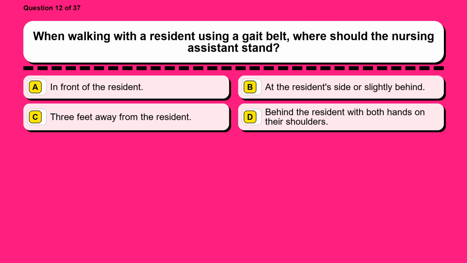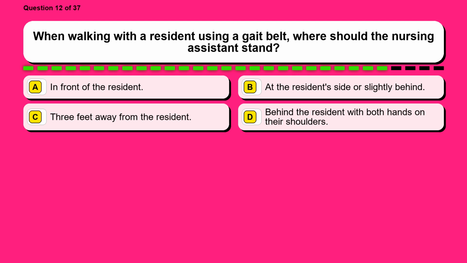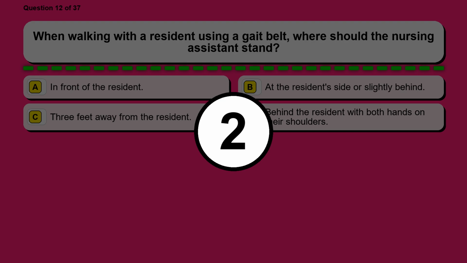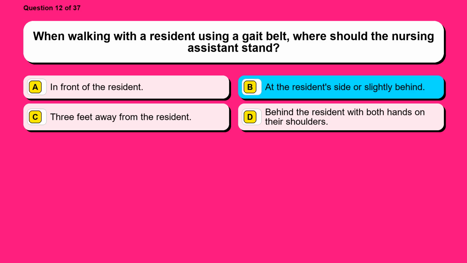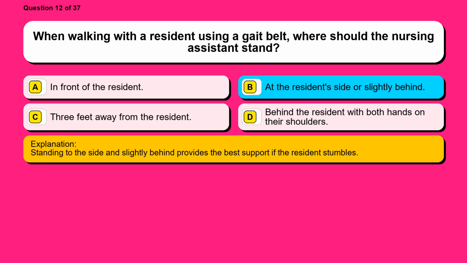Question 12. When walking with a resident using a gait belt, where should the nursing assistant stand? Option A, in front of the resident. Option B, at the resident's side or slightly behind. Option C, 3 feet away from the resident. Option D, behind the resident with both hands on their shoulders. The correct answer is option B, at the resident's side or slightly behind. Standing to the side and slightly behind provides the best support if the resident stumbles.